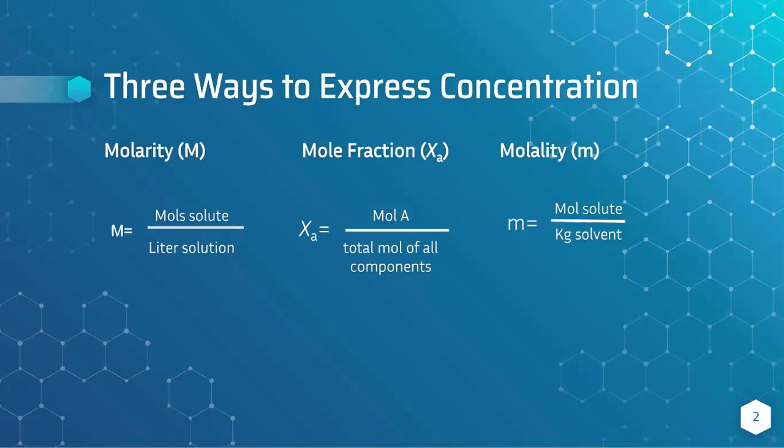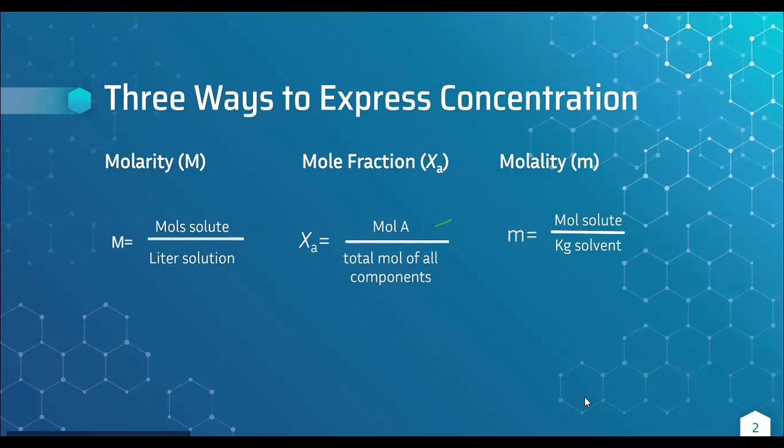There's two other ways to express concentration that are not temperature dependent, and the first is the mole fraction. We have moles of A, so moles of one component of our solution, divided by the total moles of all components. So we have to calculate the moles of both things in order to calculate that mole fraction.